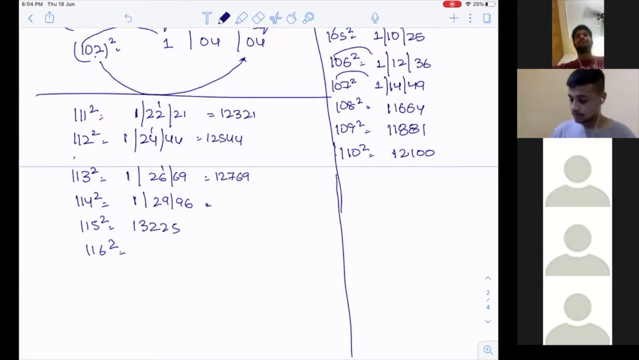16 plus 16 is 32. What is 16 square? 256. So this becomes 13456. Everybody clear or not?